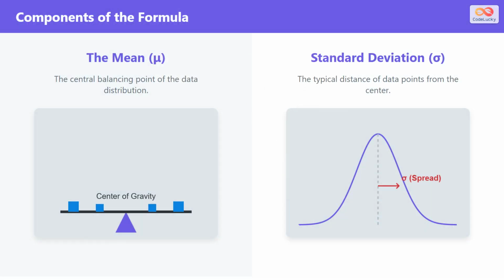Let's break down those components. The mean, represented by the Greek letter mu, is the center of gravity for your data. It is the average. The standard deviation, represented by sigma, measures the spread. It tells us what is considered a normal distance from that center.